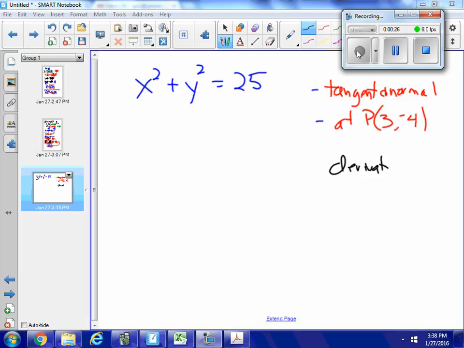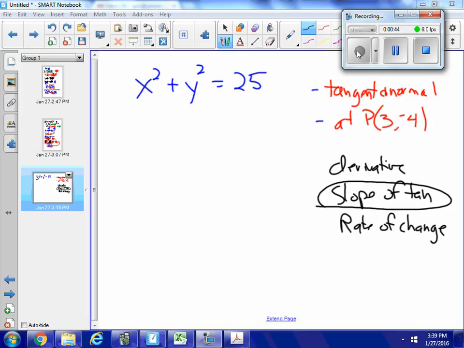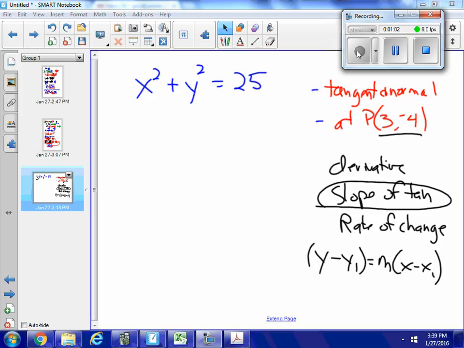The derivative is the same as the slope of the tangent, which is the same as the rate of change. And they asked me for the equation of the tangent line, so I know I'm going to need the slope of the tangent line because I'm going to use my form of the linear equation: y minus y1 is equal to m, the slope, times x minus x1. Fortunately, they gave me my y1 and my x1 right there, but I still don't know the slope of the tangent. In order to find the slope of the tangent, I need to find the derivative of this curve.